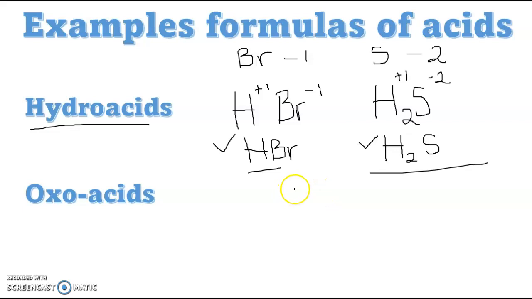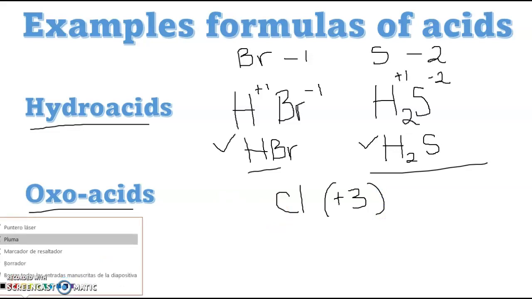Now, let's see how it works with oxoacids. So let's say I'm going to propose the formula of acids for chlorine. I think chlorine is on the next page as well. So I'm going to give you an example. Chlorine has many oxidation states: 1, 3, 5, 6, and 7. I'm going to give you the example with 3, for example.